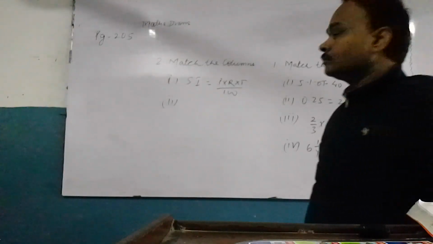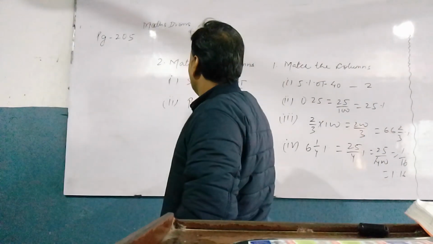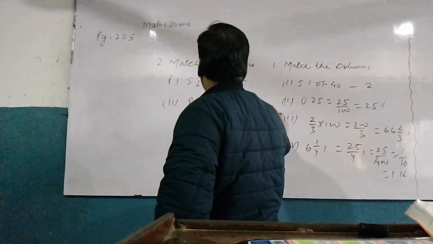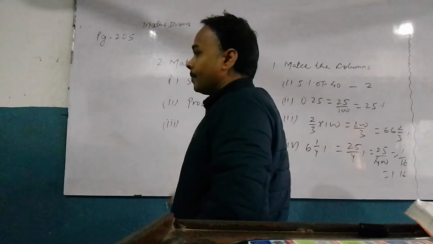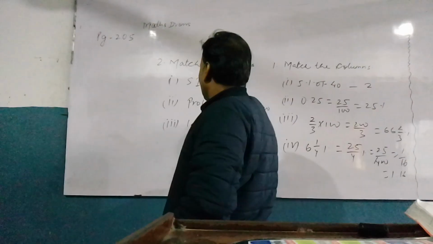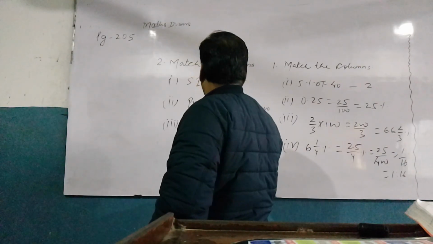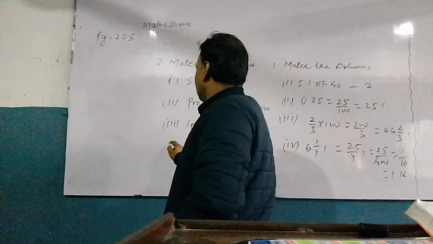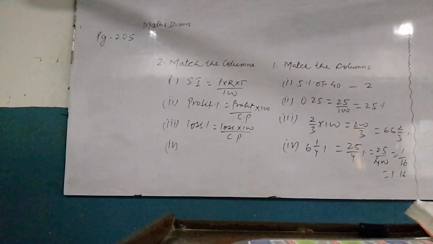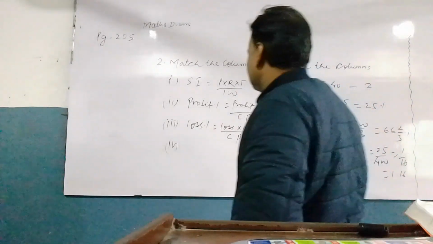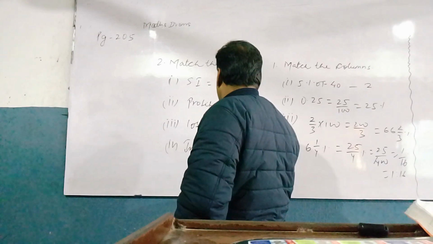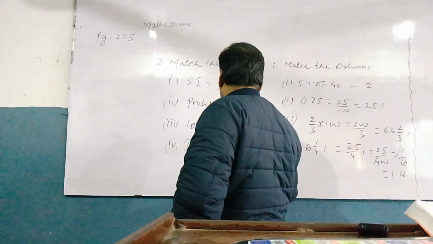Now profit percent. Profit by CP into 100. So number 3, loss percent. Loss into 100 by CP. And question number 4 is income. Income is equal to expenditure plus saving.